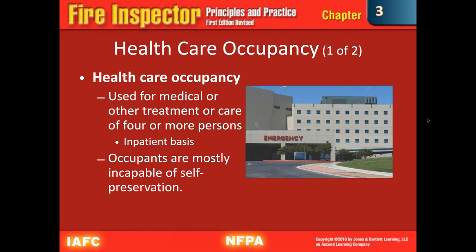Occupants are mostly incapable of self-preservation due to age, physical or mental disability, or security measures not under the occupant's control. Occupants include infants, convalescents, and infirm aged patients or persons. Some examples are going to be hospitals and other medical institutions, nurseries, nursing homes, and limited care facilities.